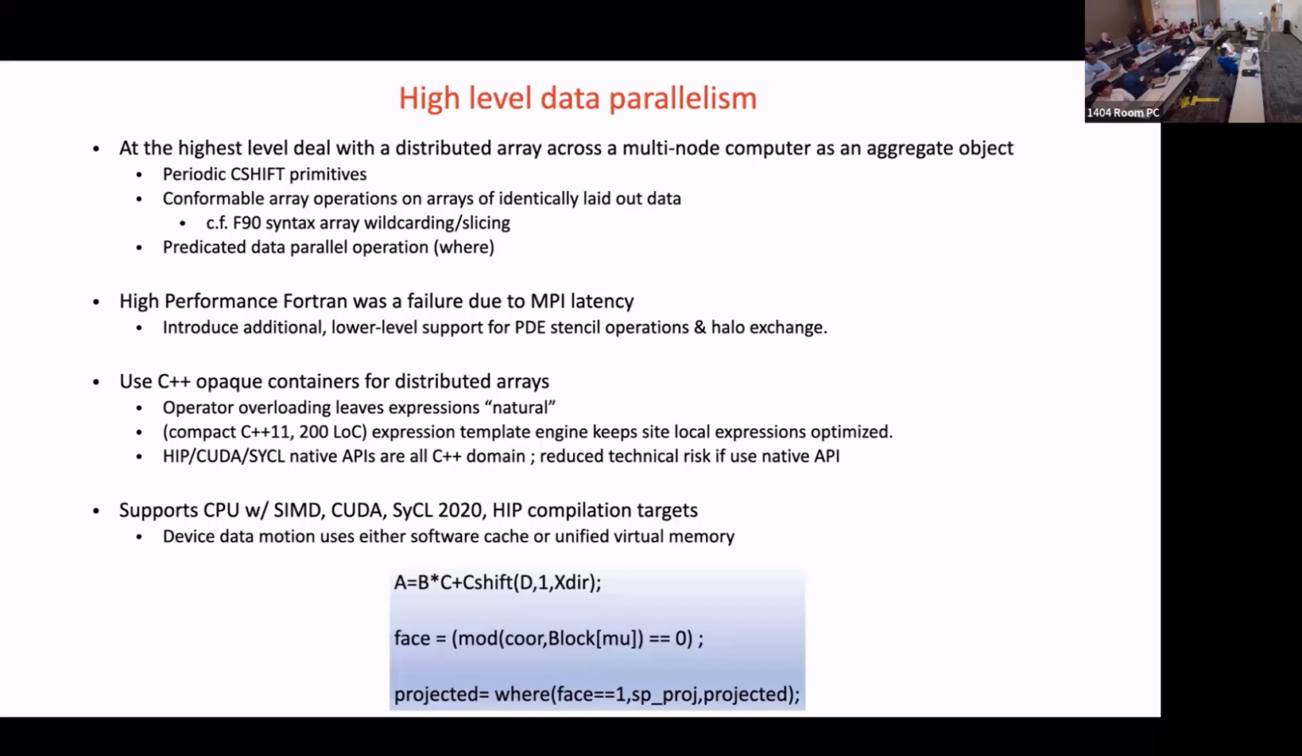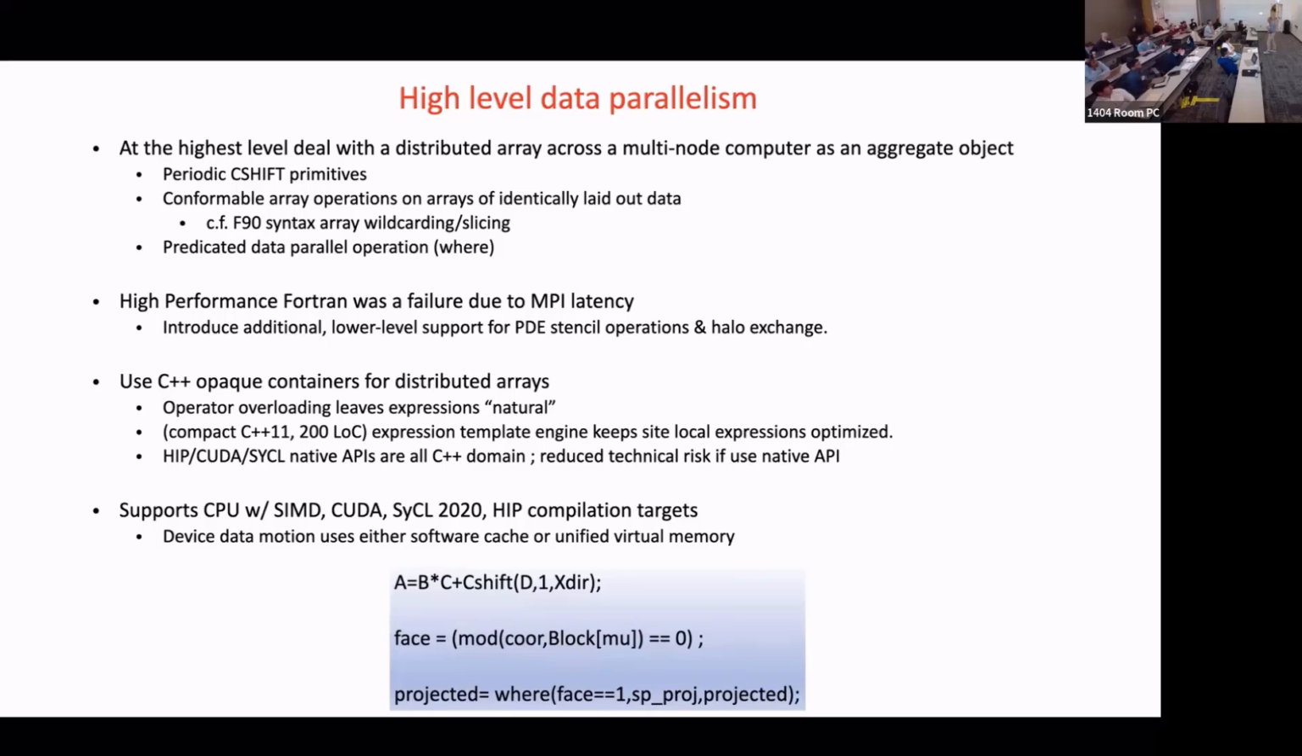High Performance Fortran was worked on very hard in the early 2000s and late 90s, and was effectively a failure due to MPI latency. They wanted to take the Connection Machine Fortran, CM Fortran, interface and port it to these message passing supercomputers. And even when they were given the high level primitive of C shift, etc., they still weren't efficient, right, in terms of the compiler implementations that they produced.